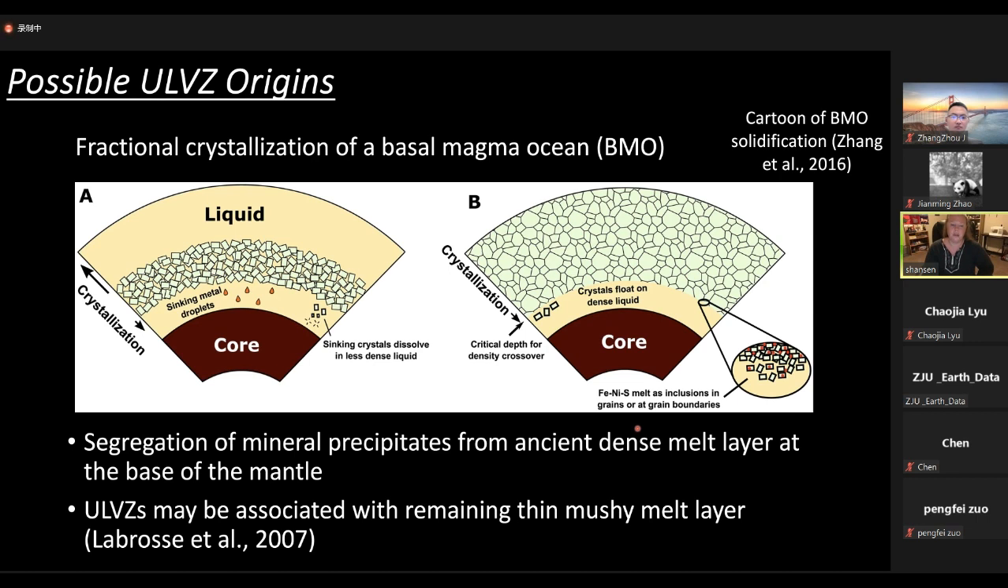Over time, as that material segregates and minerals precipitate out of this ancient dense melt layer, it's changing both the composition and the texture in the base of the mantle. So it could be the case that some of this ancient kind of mushy melt, if you will, may still be present along the core-mantle boundary, and perhaps that's a source of ULVZs that we're seeing today.